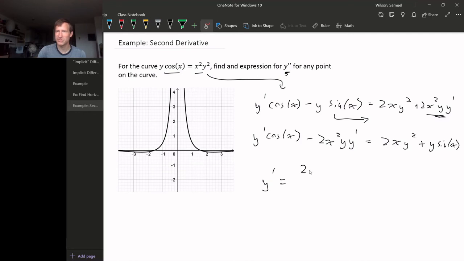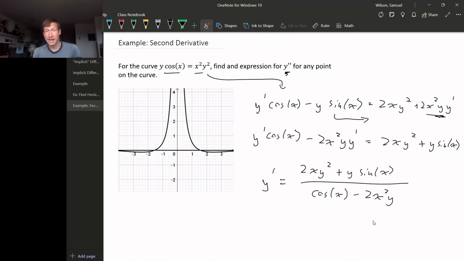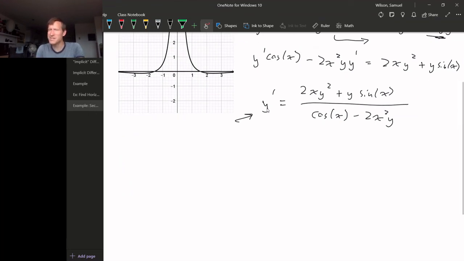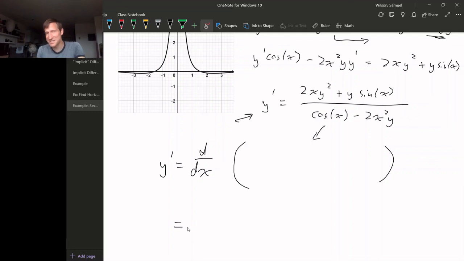Y prime equals 2x y squared plus y sine x over cosine x minus 2x squared y. All right, so this is y prime. Well, if we're looking for y double prime, I guess what we need to do is just differentiate again. So y double prime is going to be the derivative of this whole mess. Okay. Now, in principle, this isn't difficult.